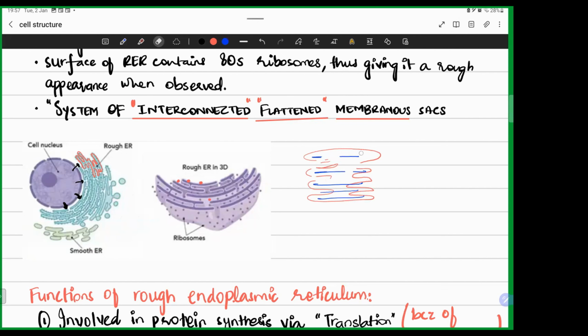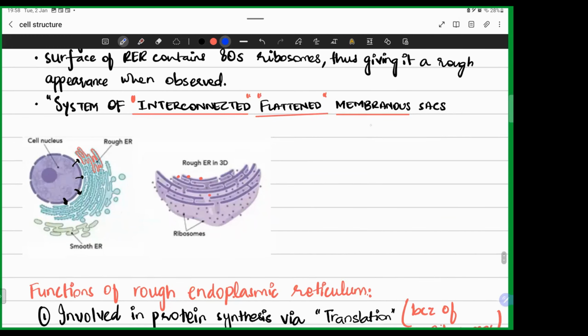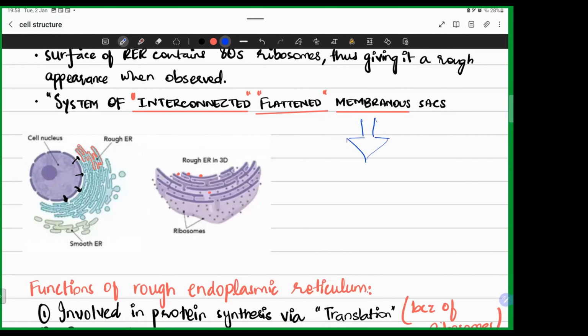Now, what are these membranous sacs called? There is a name for them, which is cisternae. Collectively, they are called cisternae. Cisternae is the plural. One membrane sac or one membrane layer is called a cisterna. This is singular and this is plural. So collectively, I would say that an endoplasmic reticulum is a system of interconnected flattened cisternae. And if I'm talking about one particular membrane, then it is a cisterna. Okay. Any questions so far?